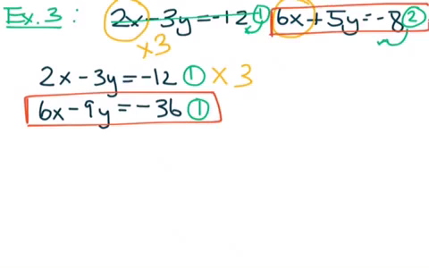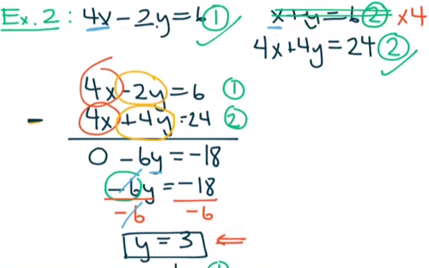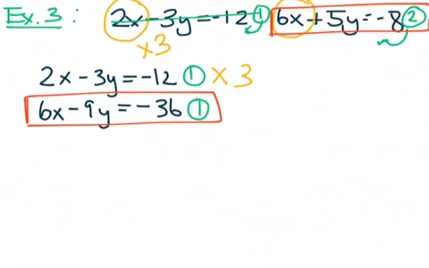And we've done step 2. Now let's look at step 3. Just as a reminder, step 3 says make sure the equations are written in blank x plus blank y equals blank, and then write one on top of the other and subtract. So let's make sure: yep, we've got x, then y, then our number, x, then y, then our number, so we're good with that. So now let's write them one on top of the other and subtract.